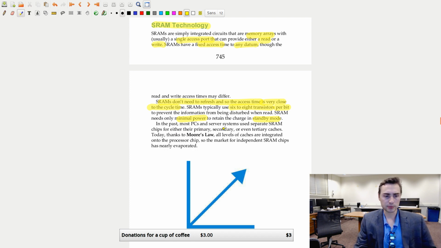So in the past, most PCs and servers used separate SRAM chips for either their primary, secondary, or tertiary caches. Today, thanks to Moore's Law, all levels of caches are integrated onto the processor chip. Moore's Law, remember, says that every 2 years we get twice the amount of transistors in the same area. So transistor size shrinks by half. So we can just fit everything on chip now, which is great.